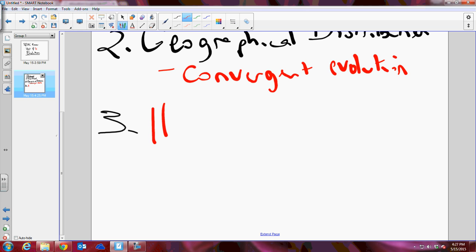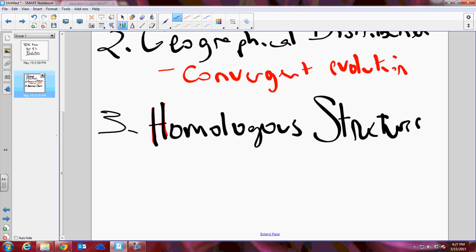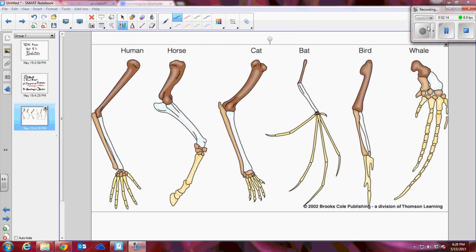Another one, very important, is this idea of homologous structures. Now, homologous structures are basically similar structures that don't necessarily have similar functions. Oftentimes for homologous structures, this is the picture that is used. Why is that? Well, you can see that these are structures that all are similar. The color coding here kind of shows you that.